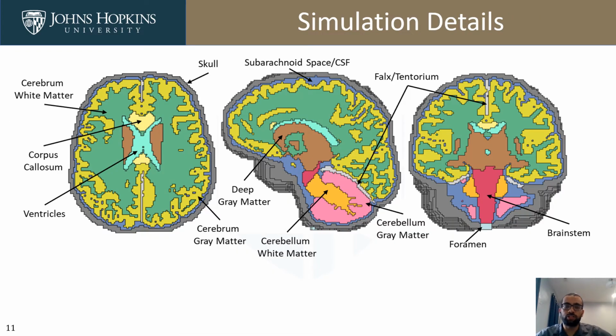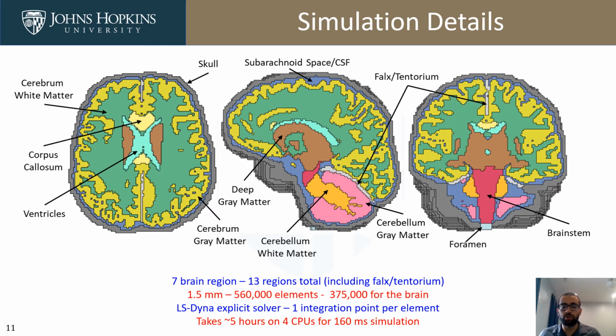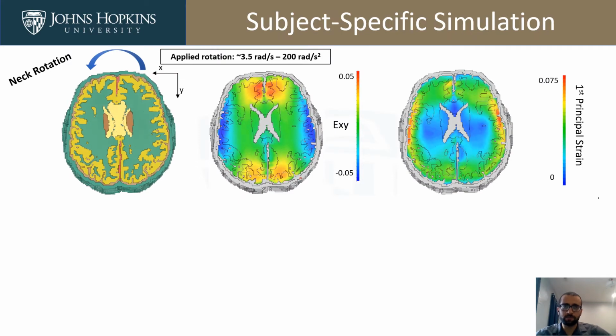So what does the model actually look like? This is an example of the model in an axial, sagittal, and coronal slice. The model has 7 brain regions, 13 in total, including the falx and tentorium, and these are segmented directly from the MRI scan of the subject. It's at a 1.5 millimeter isotropic resolution for all of the voxels or hexahedral elements inside the brain. This is solved in LS-DYNA using an explicit solver with 1 integration point, and it takes about 5 hours on 4 CPUs for 160 millisecond simulation.